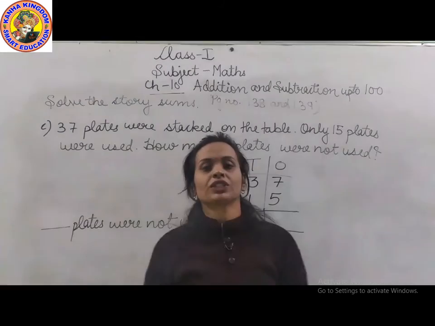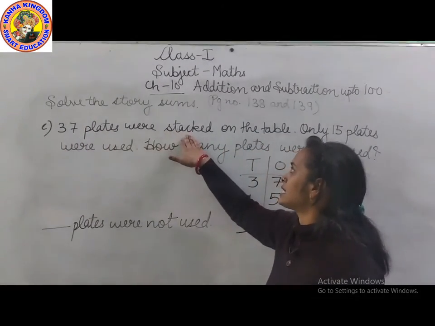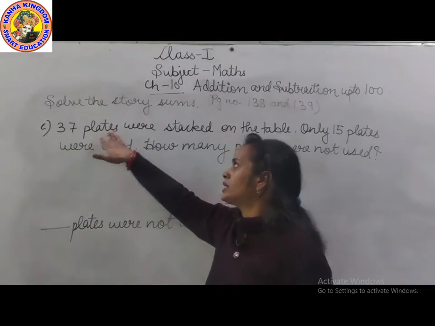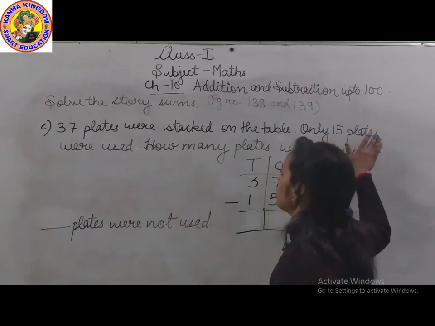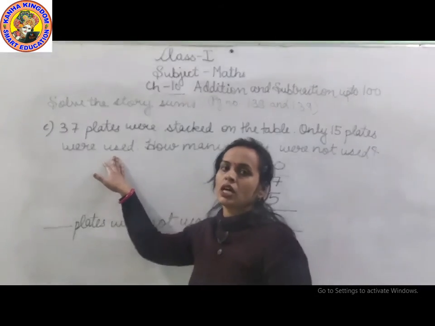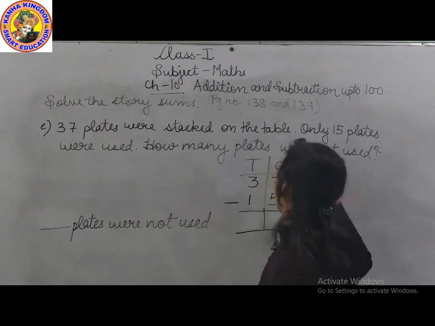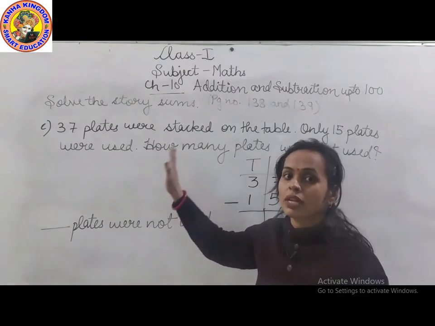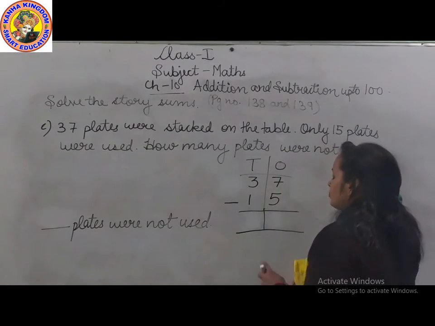Now, next question number C. 37 plates were stacked on the table. Only 15 plates were used. In 37 plates, 15 plates were used. How many plates were not used? So 37 minus 15.